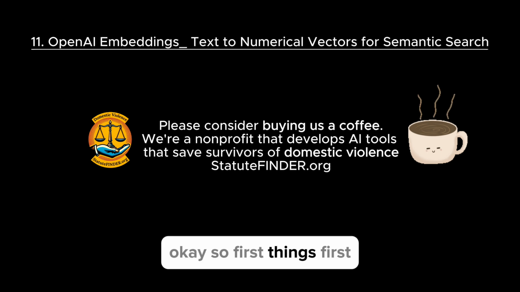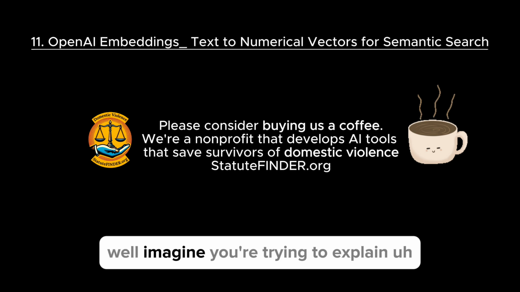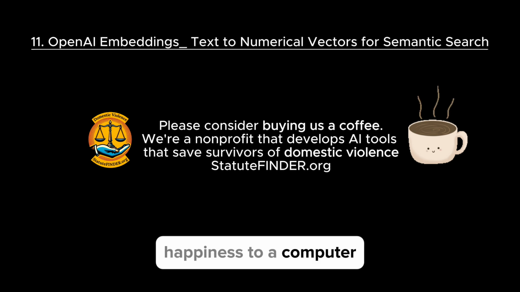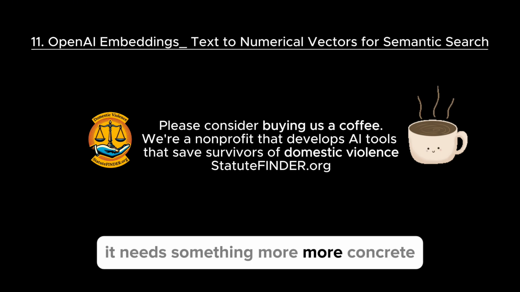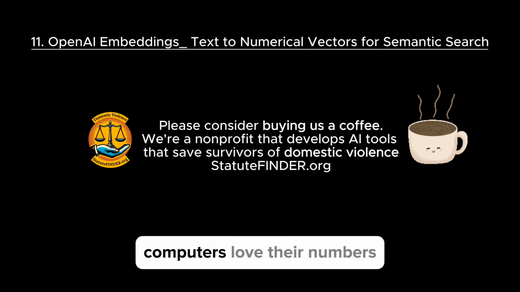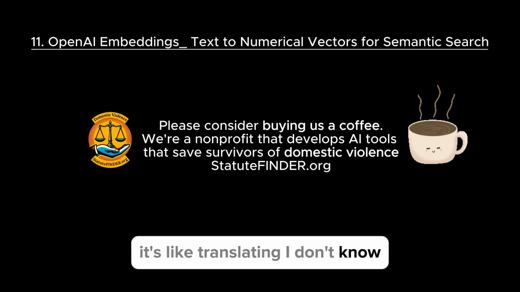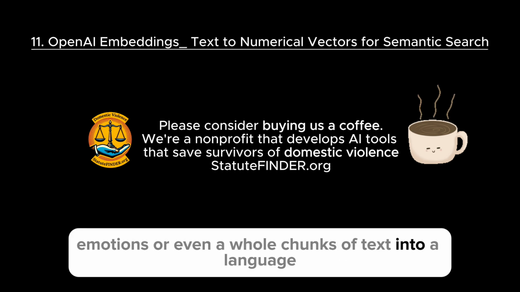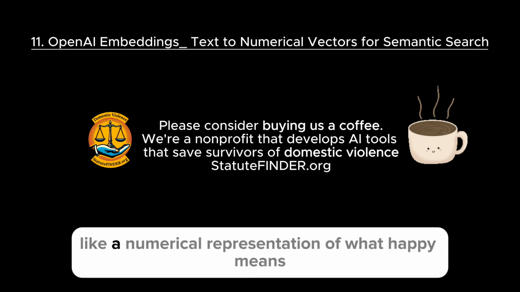Okay, so first things first. In the simplest terms, what is an embedding? Well, imagine you're trying to explain happiness to a computer. You can't just feed it the word happy, right? It needs something more concrete, more mathematical. Right. Computers love their numbers. Exactly. And that's where these embeddings come in. It's like translating emotions or even whole chunks of text into a language computers get: numbers. So instead of happy, we're giving it a numerical representation of what happy means.